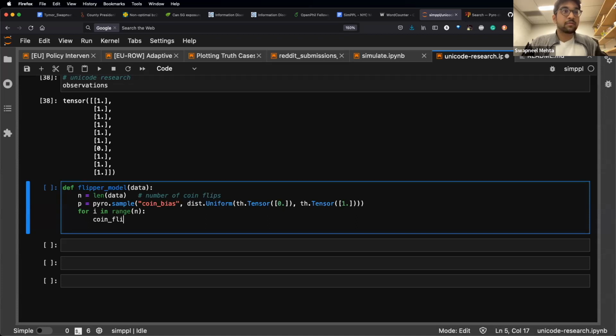Coin flip is equal to, and can someone following this syntax tell me what I should write in this line? Now I'm trying to sample a coin flip. I want more people to answer. The way we did this before was we sampled a coin flip from a Bernoulli distribution. Now following the same thing, could you tell me the syntax and what I should write here?